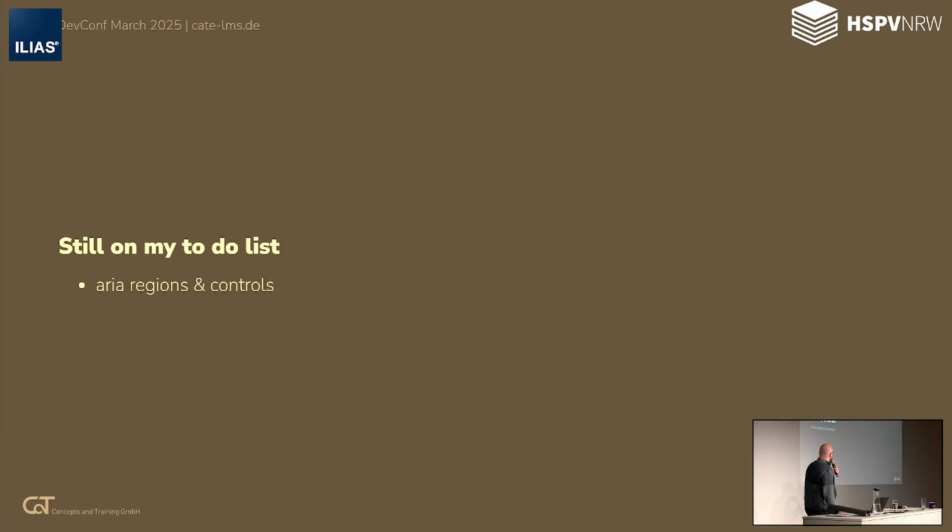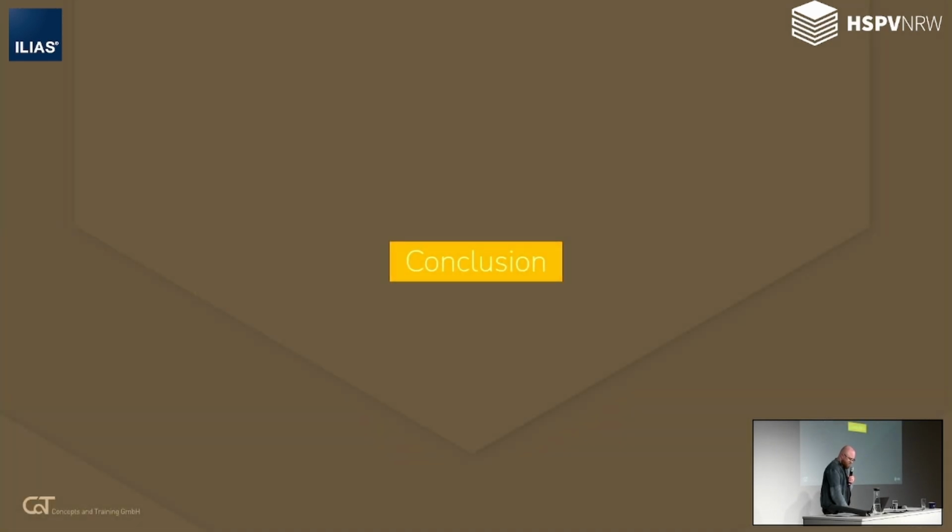Still on my to-do list, by the way, just to mention that: I already did the research for the accessibility stuff. We're going to define clear regions for the part of the page that updates. And there's this ARIA controls parameter where you can clearly set for the navigation buttons that they control what's within that region. So for a screen reader, it should be absolutely clear where the next button takes effect.